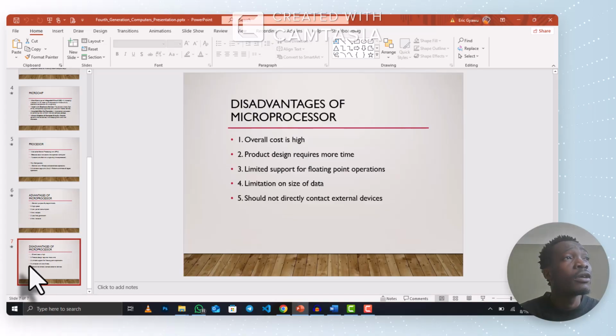Guys, hope you are going to learn it well. You have more, but this is the least I can say about the disadvantages and advantages of microprocessor.